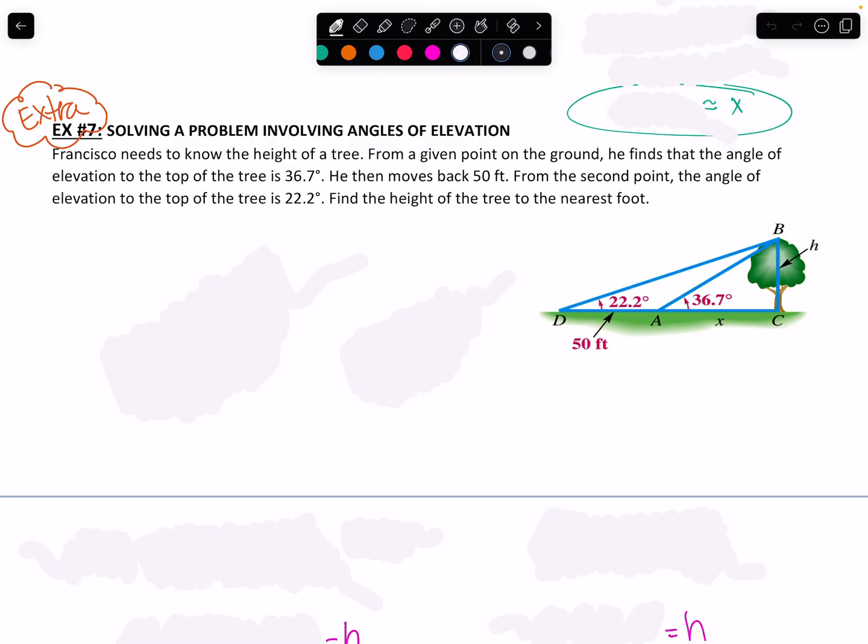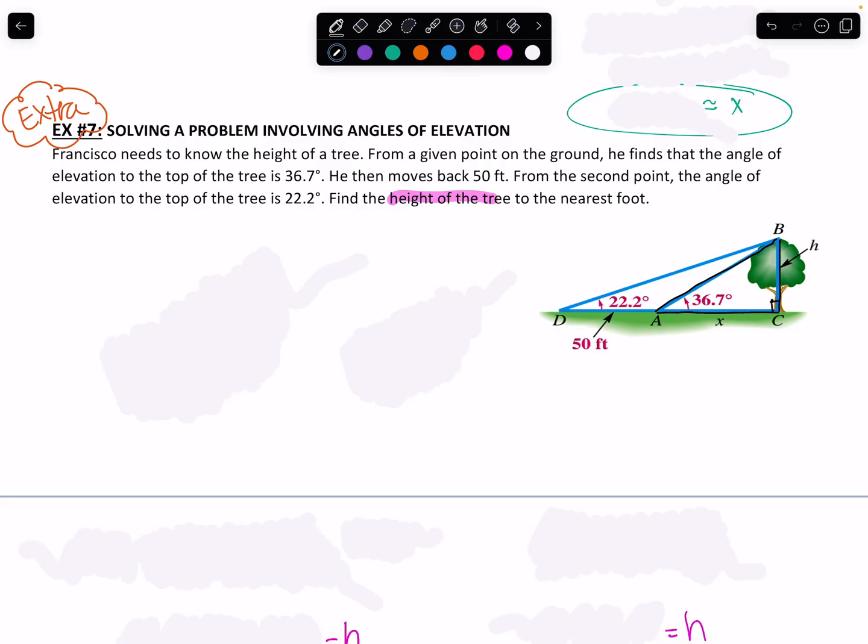So they do actually give us a little diagram here, which is nice, so that we can use this diagram and set up what we know using the information in the word problem and the diagram that they give us. So it looks like in this problem, we are trying to find the height of the tree. It looks like in our picture, they have labeled this height h. We know that Francisco walked. He had an angle of elevation to the top of the tree that was 36.7 degrees.